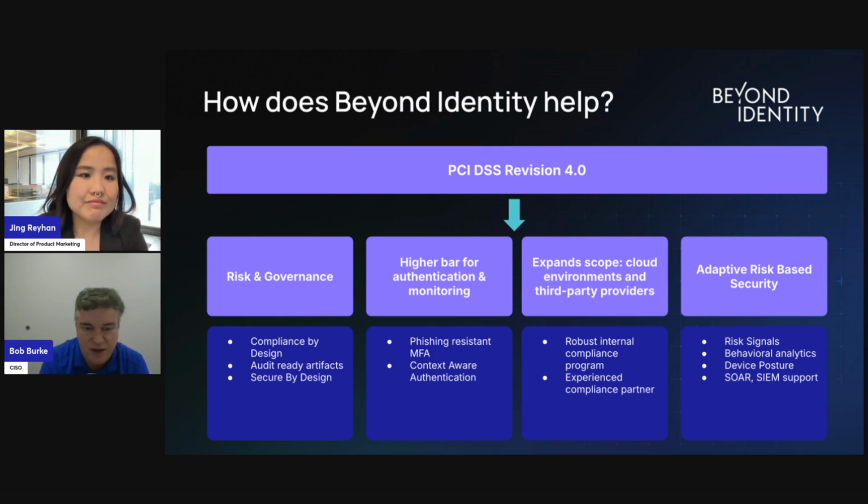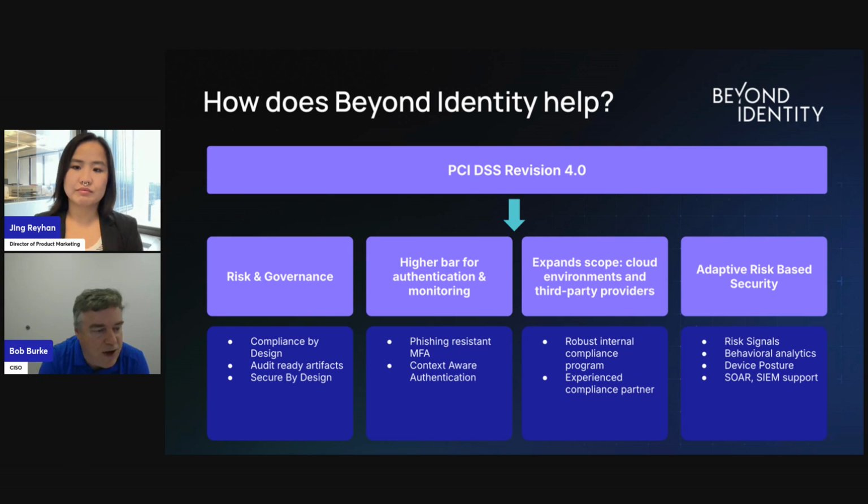And then from an adaptive risk security perspective, when you deploy our solution, you immediately get risk signals, behavioral analytics, and device posture. One of the core differentiators for our product is real-time device posture. So when you deploy it, not only do you get strong authentication and risk signals around authentication, whether that's behavioral stuff, passkey lifecycle, or fast travel, or whatever threat signals, you also get device posture.